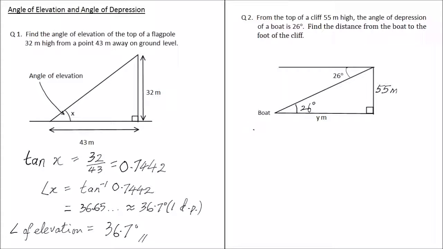So let's write down tangent 26 degrees is, the opposite side in this case is 55, and the adjacent side is Y. Before I cross multiply, I can write this as tangent 26 over 1. Now when I cross multiply, Y multiplied by tangent 26 will give me Y equals to 55 times 1, which is 55.